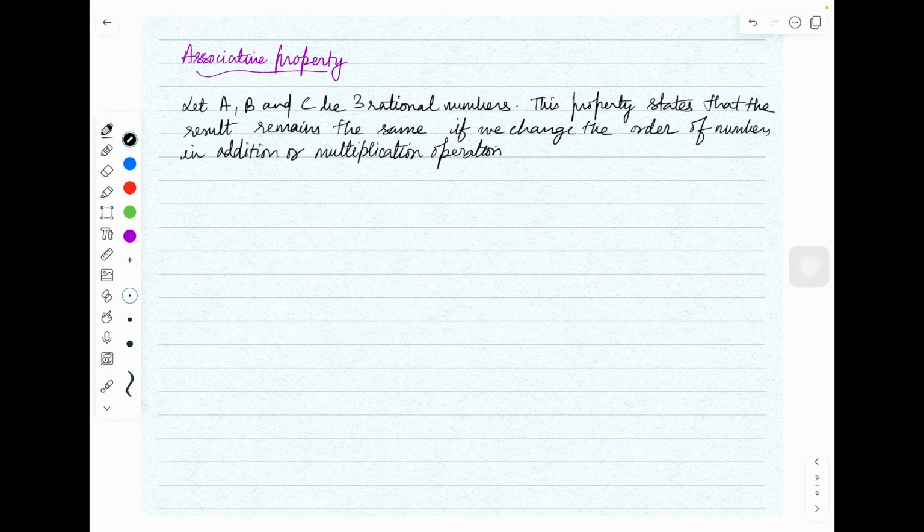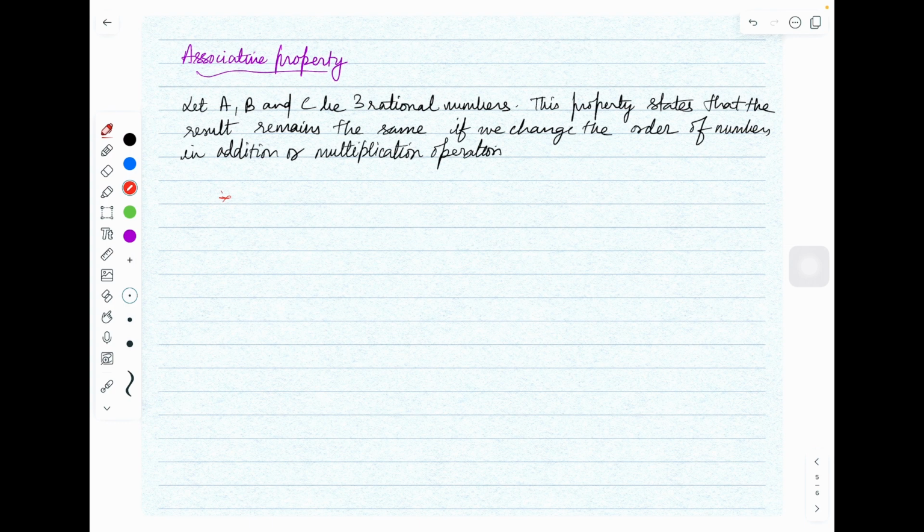See, commutative property and associative property are similar. In commutative property, only two operands are involved, only two rational numbers are required. But in associative property, three rational numbers are there. It also states that if you change the order of the numbers for addition and multiplication, the result will not change, but they will change for subtraction and division.